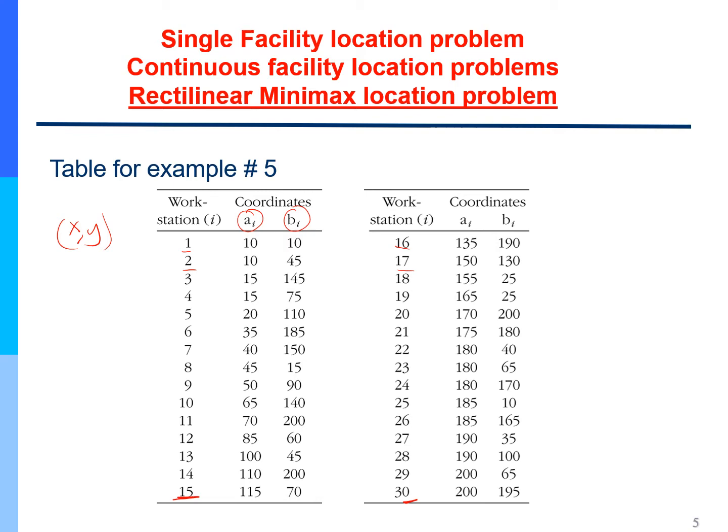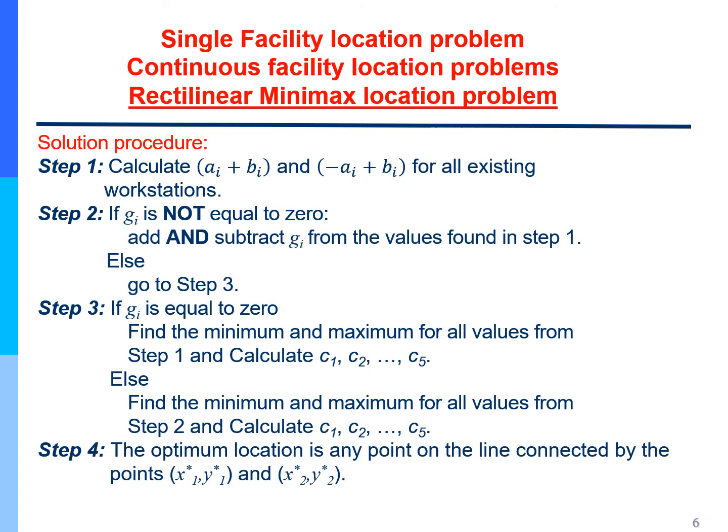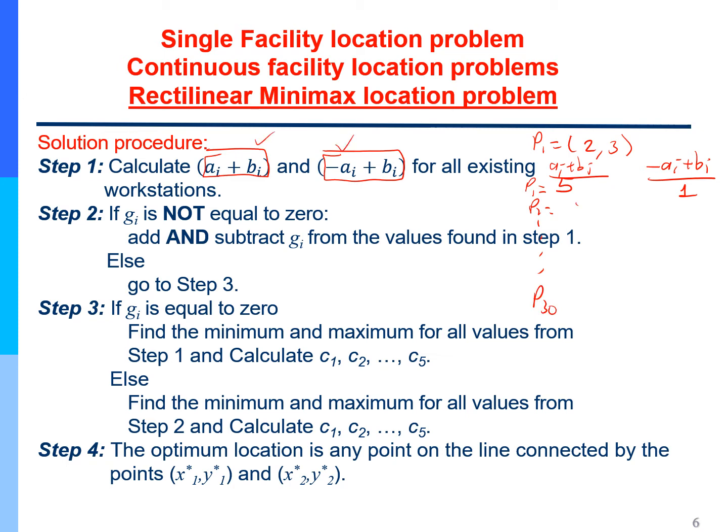Remember our procedure. Let me give the procedure step by step. First, calculate ai plus bi and minus ai plus bi for all existing workstations. Let's say a workstation is at coordinate 2, 3. We first calculate ai plus bi, which is 5. And then we calculate minus ai plus bi, so minus 2 plus 3, which is 1. So this is for, let's say, P1. Then for P2, we do the same thing. In our question, we have 30 facilities, and for all 30, we need to calculate these two values.